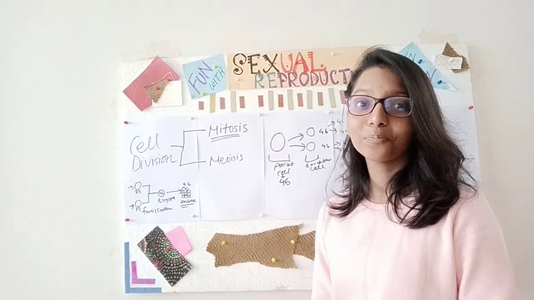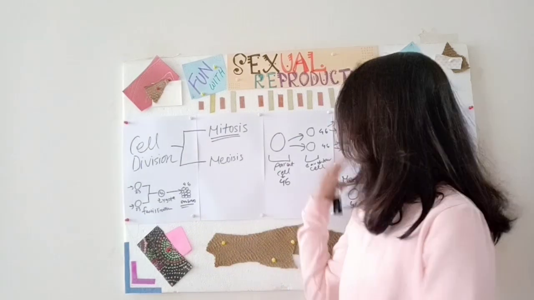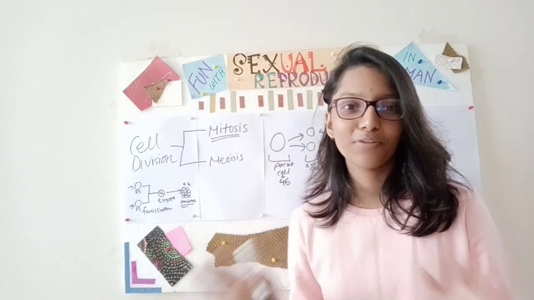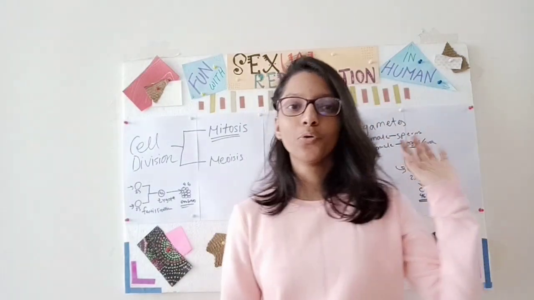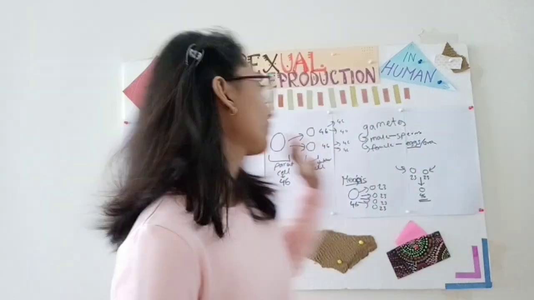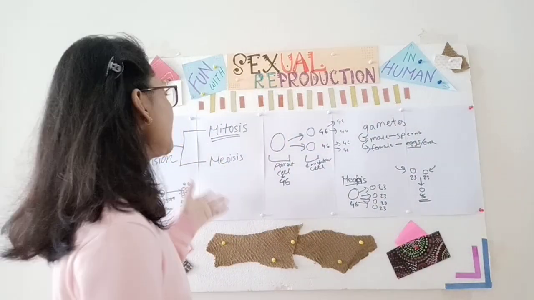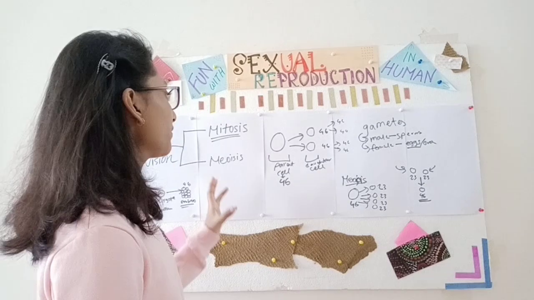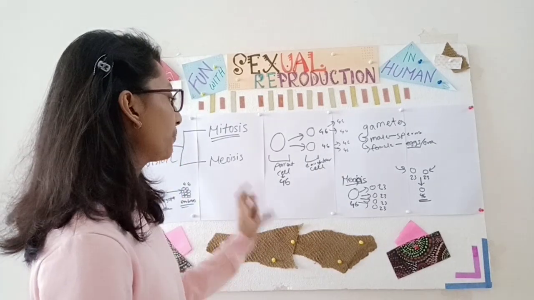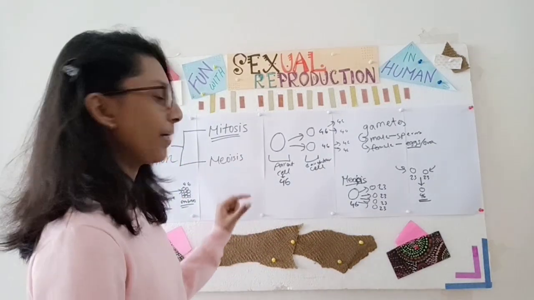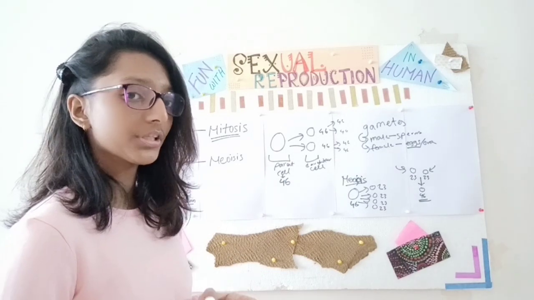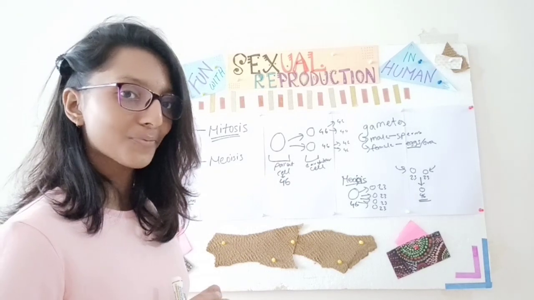Alright, so this is what we have to cover today. It's very small, I know. So let's revise a little bit, starting from mitosis. In mitosis, the daughter cells produced are identical to their parent cell. Both parent cell and daughter cell contain 46 chromosomes, right?